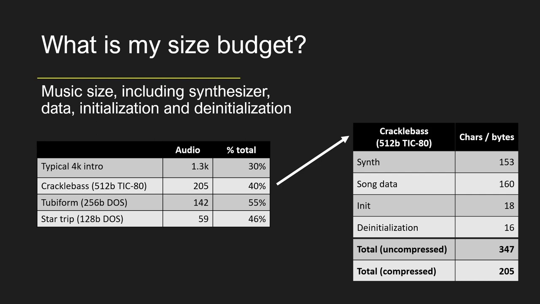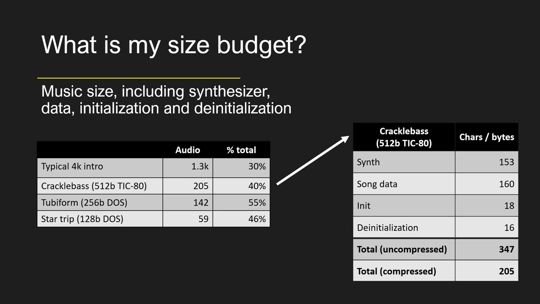In Tube Form, which was a 256 byte intro for DOS, the audio took a whopping 142 bytes, so that would be like 55%. And in Star Trip, which was a 128 byte intro for DOS, the audio took like 59 bytes, so that would be like 46% of the total.